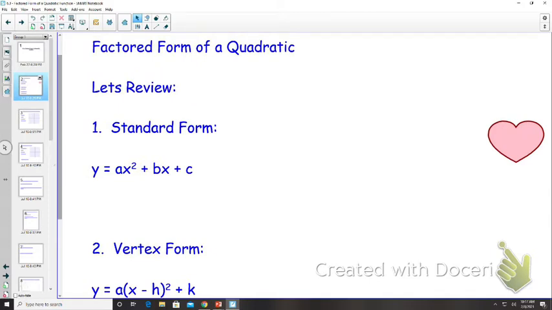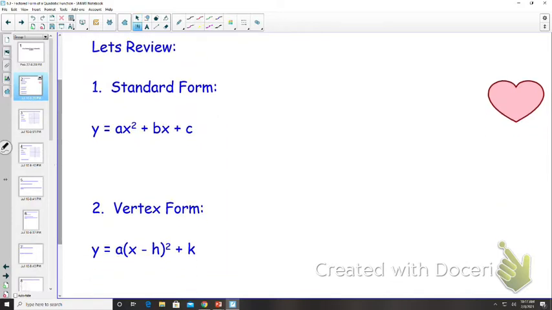Okay, so some review here. We have standard form, so this is y is equal to ax squared plus bx plus c. Remember, a will tell us the direction of opening. We can kind of forget about b, but it's related to the axis of symmetry. And c is going to be our y-intercept.